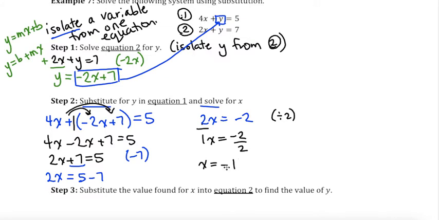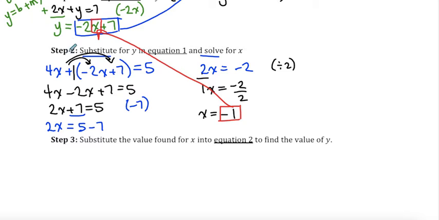Now that I have a value for x, I need to take this value that I found for x, which is negative 1, and put it back into equation 2. I can either put it into my original equation 2, or I can put it into this isolated version of number 2. I'm going to put it into this one instead, because then I don't have to rearrange anything. I like to put my value for x back into the equation that I rearranged in step number 1. It just makes it a little bit quicker and more efficient to solve.